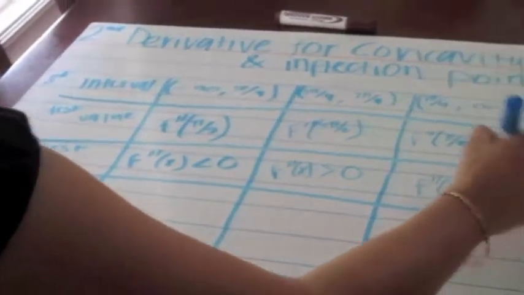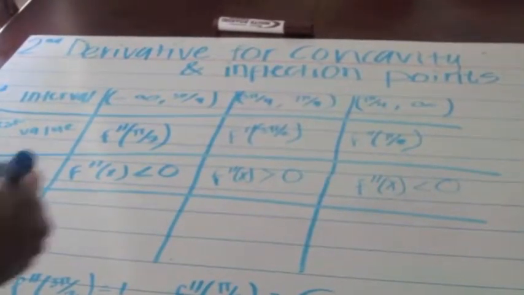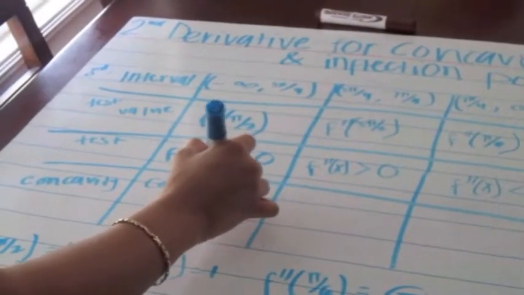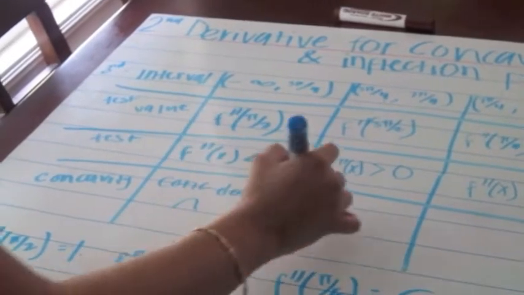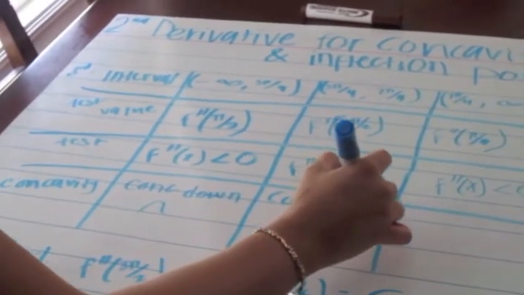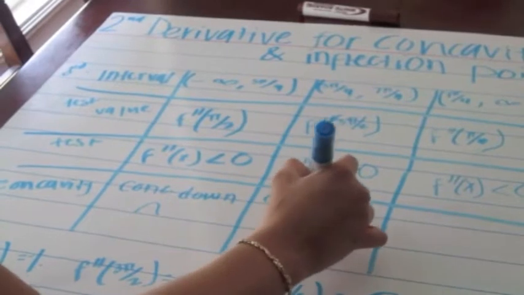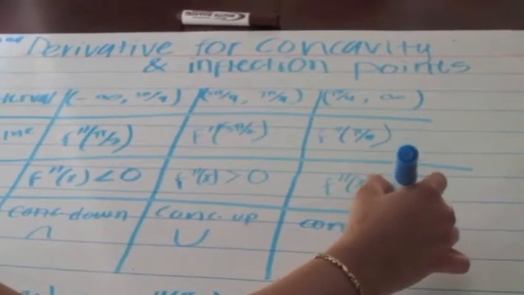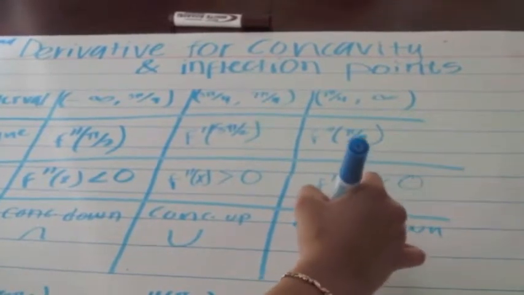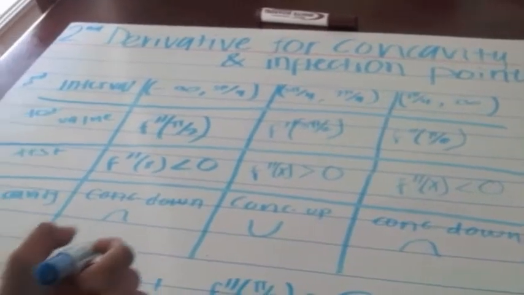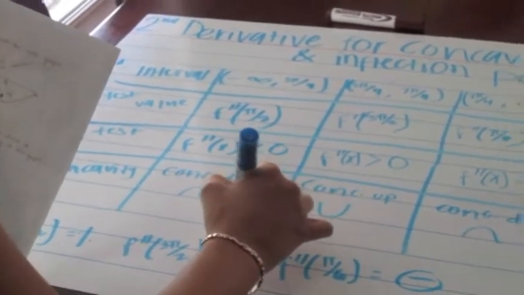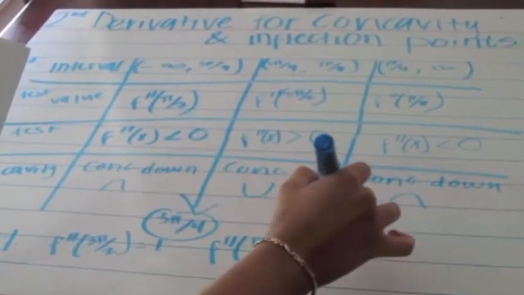Now with these, we can conclude that on the interval of negative infinity to 3 pi over 4, the graph is going to be concave down. From 3 pi over 4 to 7 pi over 4, it's going to be concave up. And from 7 pi over 4 to infinity, it's going to be concave down. Because the concavity of the graph changes at both of our x values, they are actually going to be points of inflection. So 3 pi over 4 and 7 pi over 4 are going to be points of inflection.